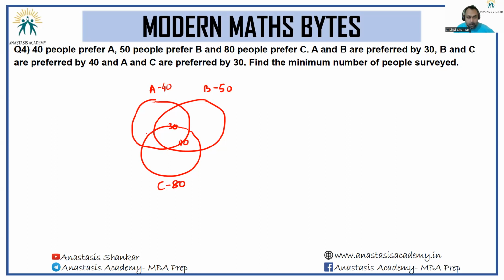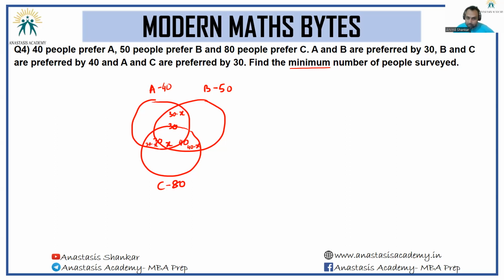A and C are preferred by 30. These two regions here are 30. Now we are looking for the minimum number of people surveyed. If I take this central value as X, this here will be 30 minus X, this here will be 40 minus X, and this here will be 30 minus X.